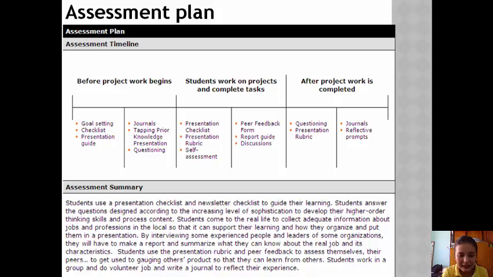After the project, students use this to reflect on their experience, and also with the peer feedback, they can give their friends suggestions, and they can also learn lessons from others.